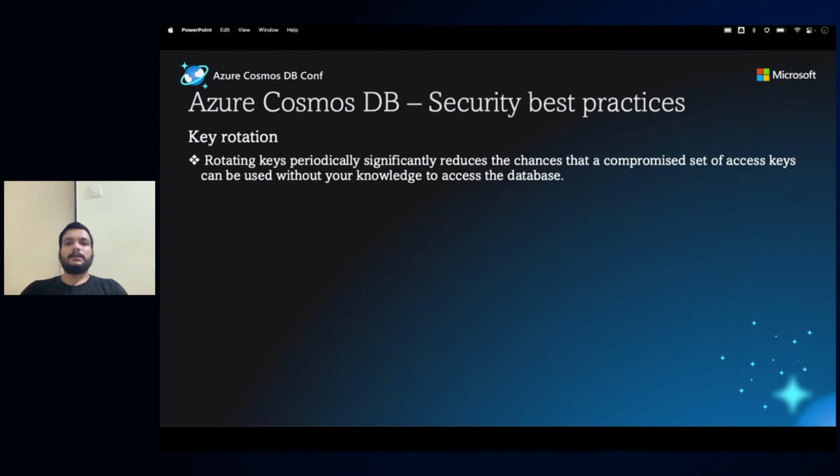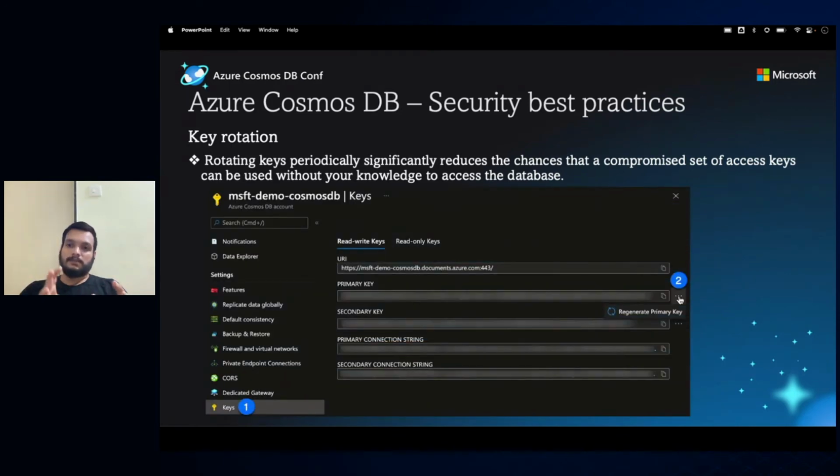That is where key rotation comes into the picture. Rotating keys periodically significantly reduces the chances that a compromised set of access keys can be used without your knowledge to access the database. This doesn't guarantee that there is no data breach, but at least it minimizes the impact. Going back to the scenario, assume that the keys got compromised, but since you have the rotation policy in place, the older keys will be obsolete in a certain amount of time and rendered useless, because the keys have been rotated and there is a new set of keys to be used to access the database.